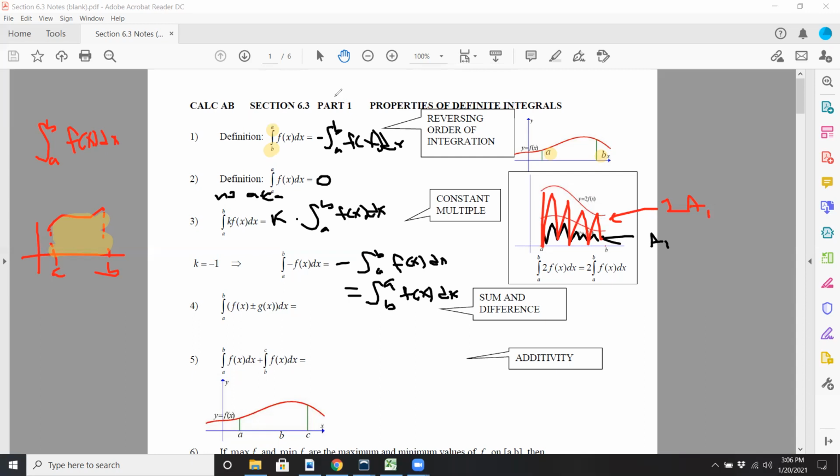What if you're adding 2 integrals? Feel free to separate it, just like we did for derivatives. So the integral from a to b of f of x dx, plus or minus, same thing for subtraction. You can just break up the integral like that.